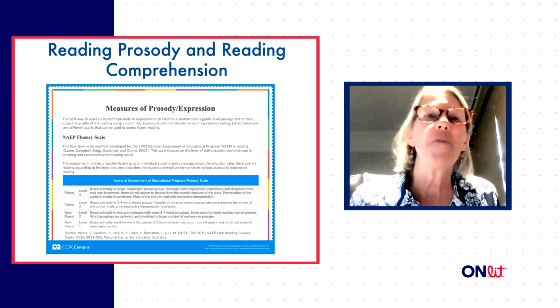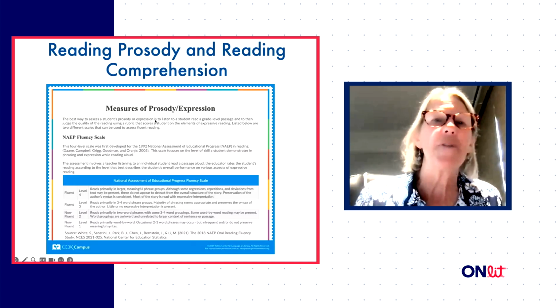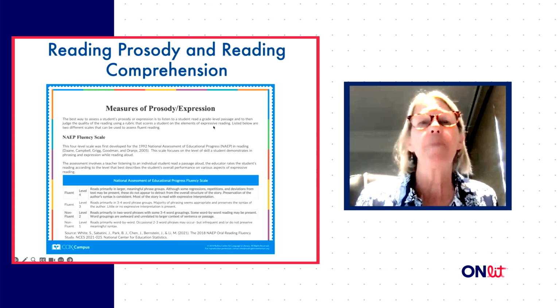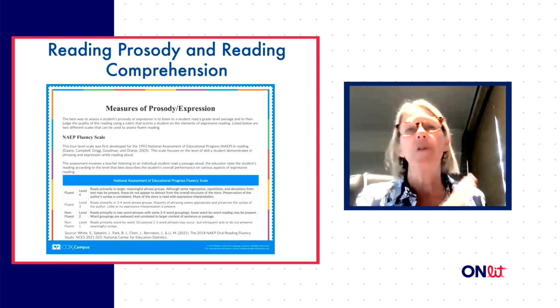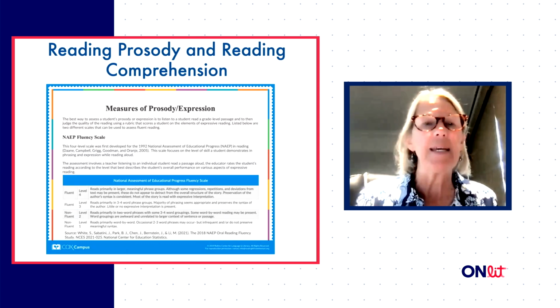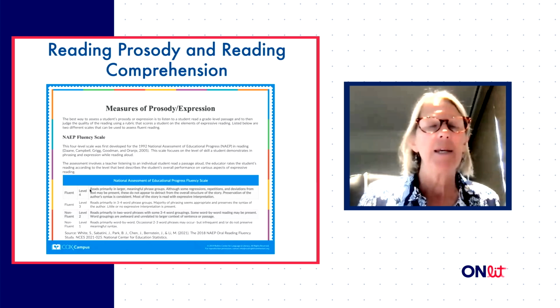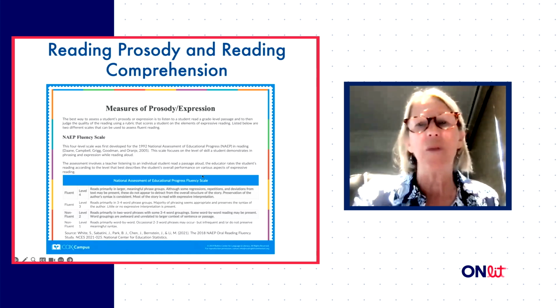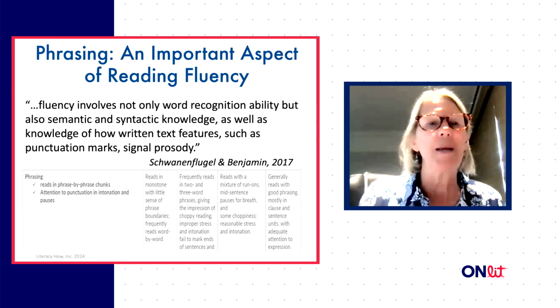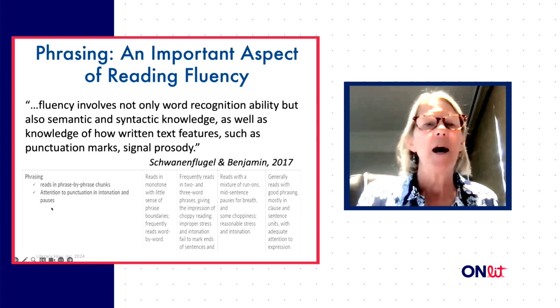Just in terms of measuring prosody, we have the NAEP fluency scale, which I think is one of the best ways of determining what a student's prosody is, right? It's a 4-point scale, not from non-fluent to fluent, but it has different scales within the scale. And one of them is phrasing. So we're going to think about the student's phrasing, and we have the scale from 1 to 4. What are we looking for? What are we listening for?